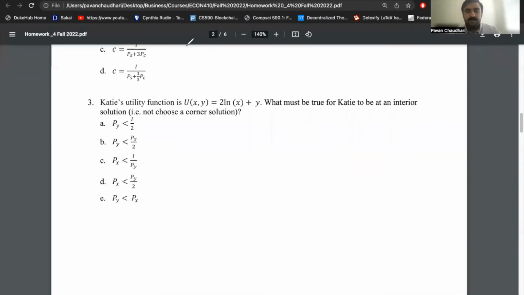Okay, for this problem, we have this quasi-linear utility function, and it says what must be true for her to consume at an interior solution. So what is an interior solution? An interior solution is a checklist, and we need both of these things. We need to have x greater than 0 and y greater than 0. That's what it means to be an interior solution. It means not a corner, which means neither good should be 0. And so we start like normal, we find the demand functions, and this is convex, so we do MRS equals MRT.